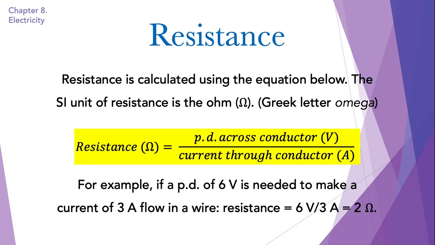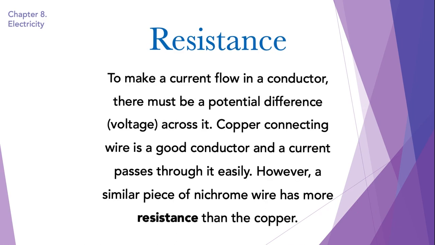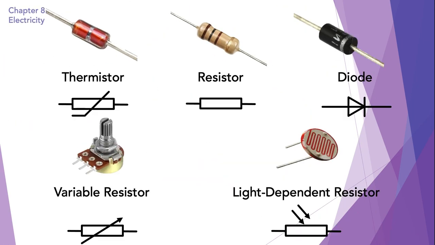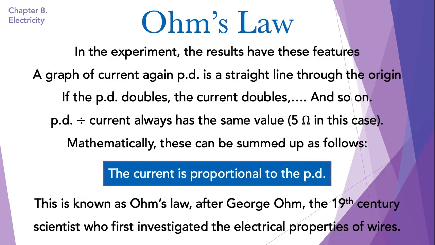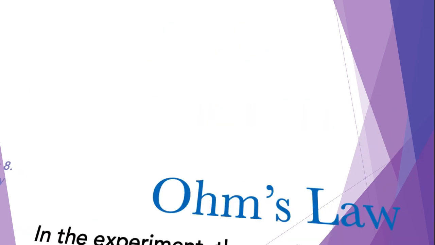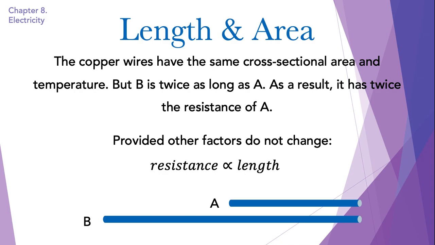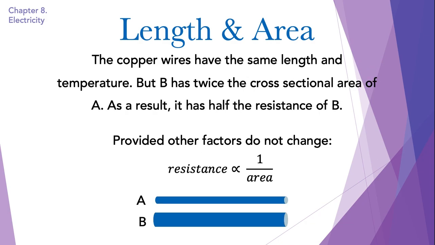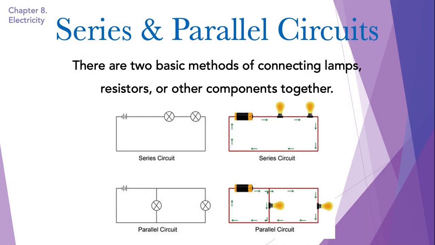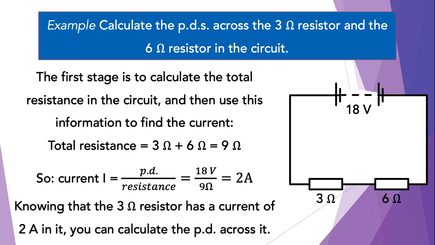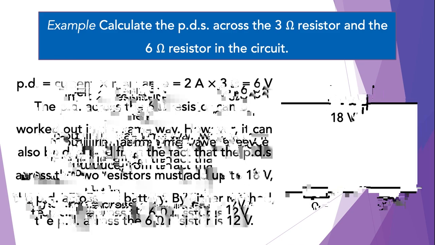Then we understood resistance, the equation we use to measure resistance and the unit of resistance. We understood all of the resistance components. We also did some questions related to resistance. We understood Ohm's law, the current proportional to the potential difference. Then we understood how resistance depends on length and area. So we did some proportionality problems as well here. And then we understood series and parallel circuits. We did some questions related to series and parallel circuits and the combined resistance.